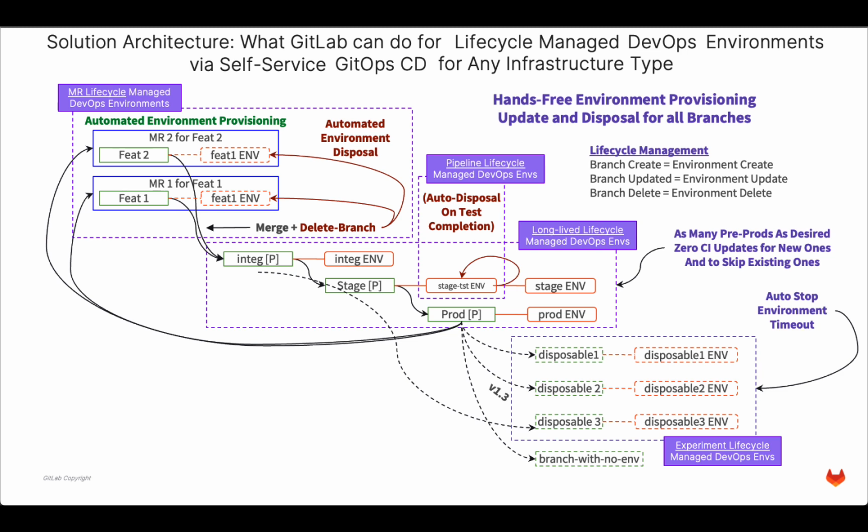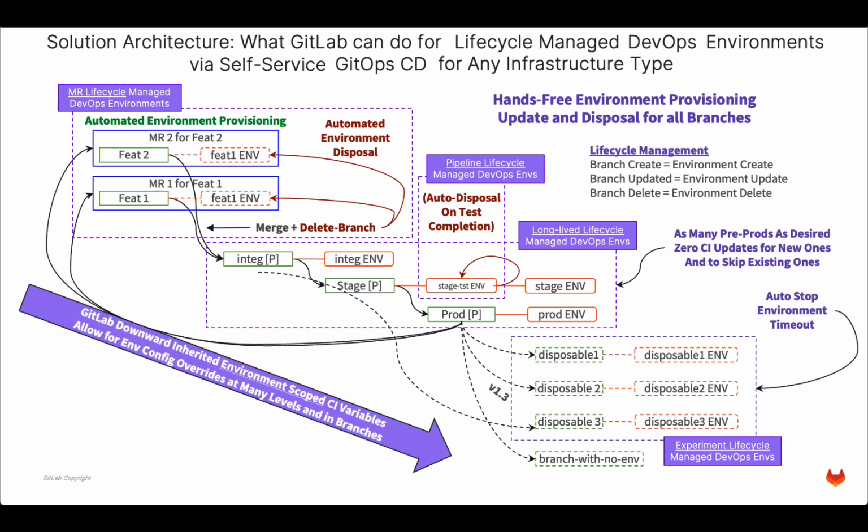Another aspect of all of this is that GitLab has the capability to have very complicated config management through its scoped environment variables, as well as the natural way in which variables inherit down a group and project hierarchy. And I'm going to go into a few slides in just a minute to show you how capable this is.